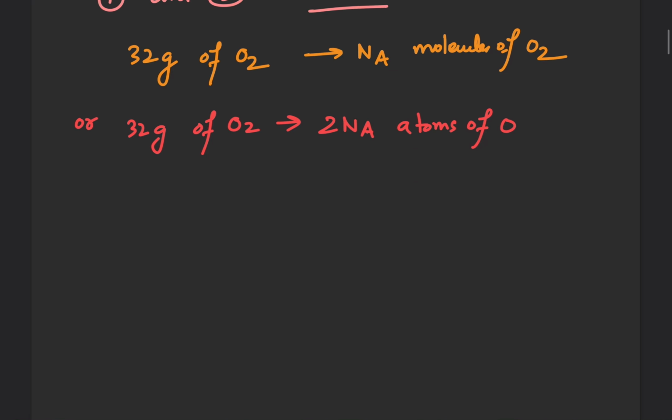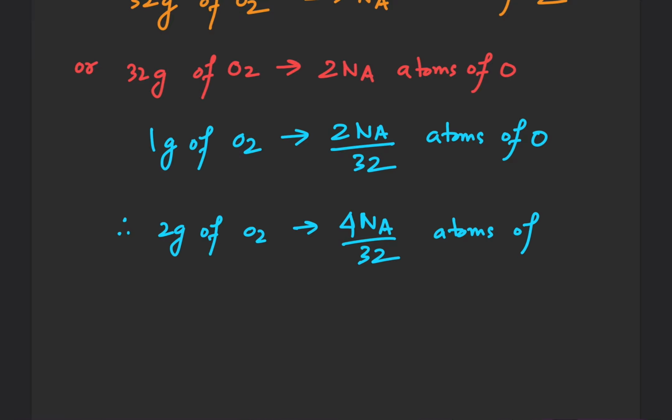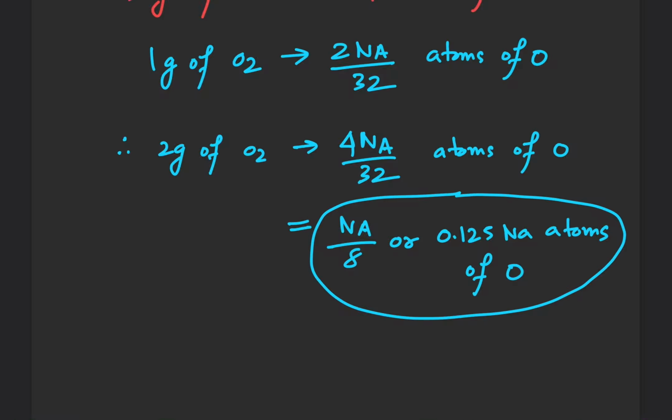Therefore 1 gram of O2 will have 2 Na divided by 32 atoms of O, and 2 gram of O2 will have 4 Na by 32 atoms of O. 4 Na by 32 is Na by 8, or 0.125 Na atoms of O. So 2 gram of O2 gas contains this many atoms.